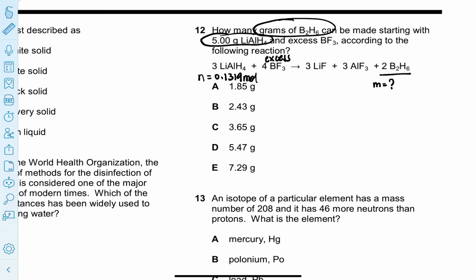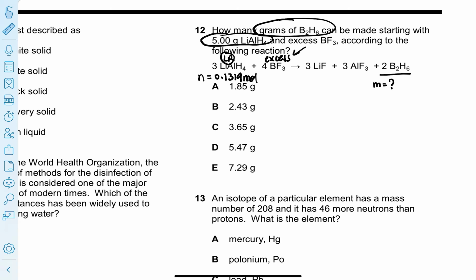LiAlH4. It tells me in the question that the other reactant, BF3, is in excess. So I don't really need to worry about this reactant, because the limiting reactant is the one that determines my products. So that's actually this one, the one that I have data for. The excess one is going to be extra, so that does not determine how many products I will make.